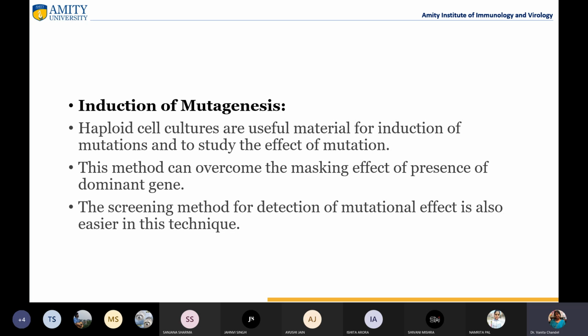Then induction of mutagenesis. Haploid cell cultures are useful material for induction of mutations and to study the effect of mutations. Why do we need to study the effect of different mutations? Because different mutations can produce different kinds of changes in the plant. Some can be useful and some can be harmful. Those studies can be done very well on homozygous plants. This method can overcome the masking effect of the presence of a dominant gene, and the screening method for detection of mutational effects is also easier with this technique.